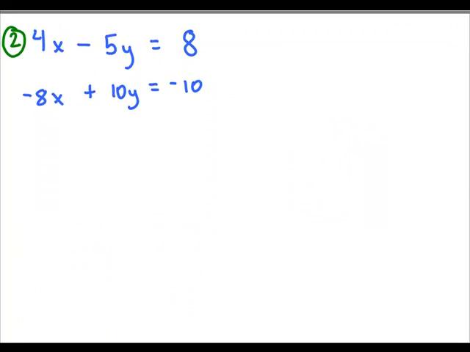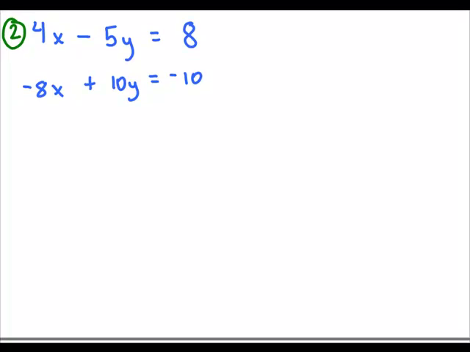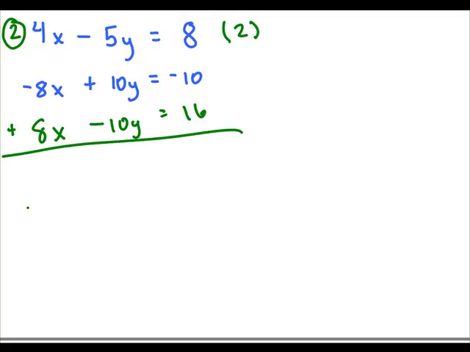Let's check out number 2. So let's go back to eliminating x. So I'm going to multiply this top equation by 2 again. So if I multiply by 2, I get 8x minus 10y equals 16. I sum these two equations, and I get 0x plus 0y equals positive 6.